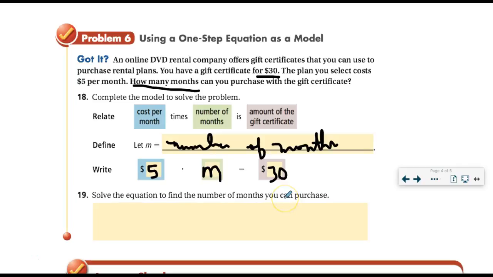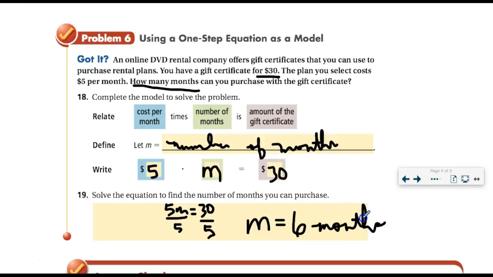Solve the equation to find the number of months you can purchase. So I got 5M equals 30. You probably already did it mentally, like I said earlier. The technique would be to divide both sides by 5 because 5M means 5 times M. And just because I ran out of room, I'm going to write off to the side. M equals 6 months. Okay, so I can purchase 6 months with the $30 gift certificate.